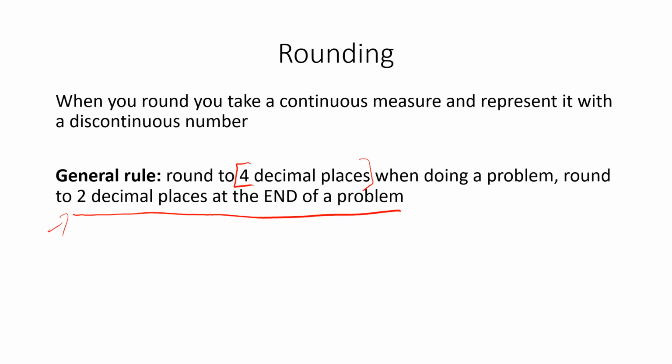If you round everything to 2 decimal places, your final answer is probably going to be up or down a little bit because of rounding errors. So round intermediate steps to 4 decimal places and the final answer to 2. Unless you're told otherwise for the rest of this class, that's what I'm looking for. Round intermediate steps to 4 and then give me your final answer at 2 decimal places.